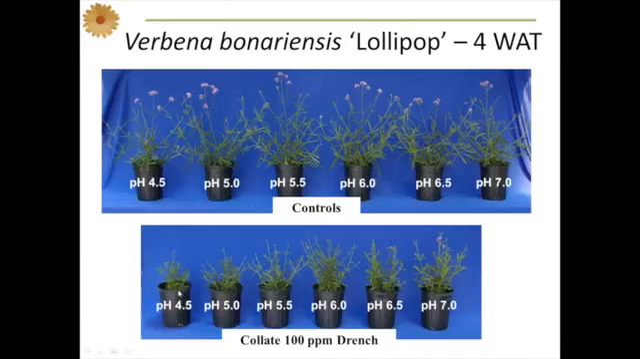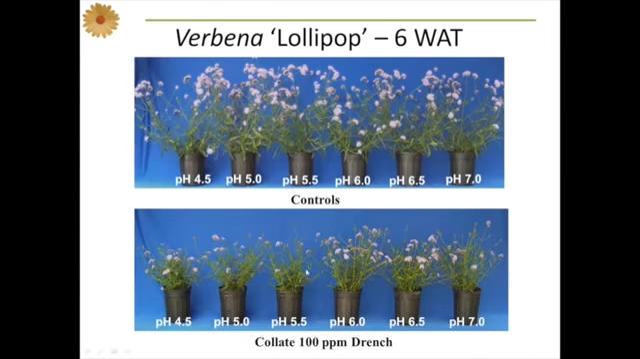the difference between the plant growth with the plants that were treated with the 100 parts per million ethephon as a drench. And you can see that the ethephon had a very significant impact on growth and development. We had a significant increase in branching, a lot of growth regulation on these plants. Now, if you look at them just a little bit later, this is 6 weeks after, again, no effect of the pH on the untreated plants.